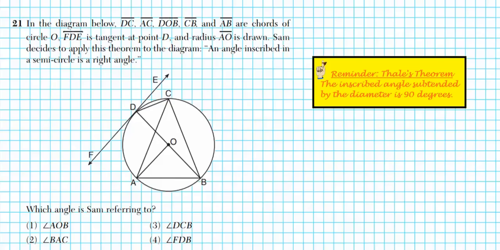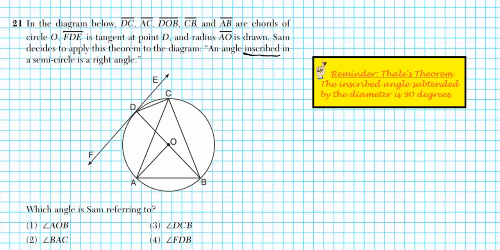In this problem, our focus is on the inscribed angles. So where are the inscribed angles that we have? This is an inscribed angle right here. We have an inscribed angle right here, an inscribed angle right here, and another inscribed angle right there. One of them is related to the semicircle.